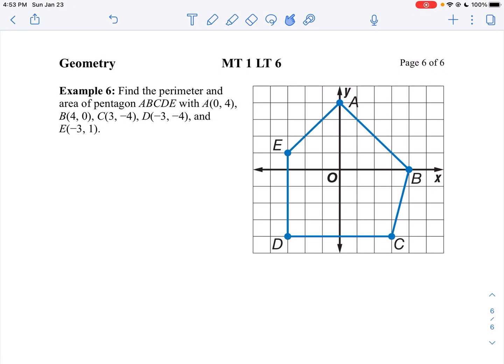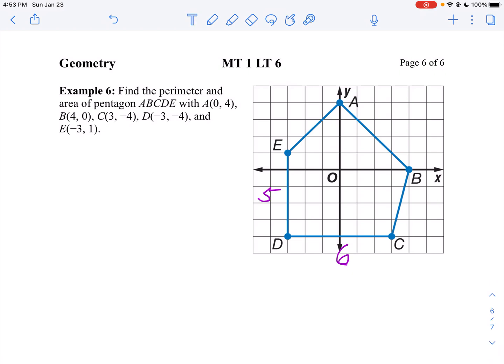Well, the nice thing is, C to D I can count. So I'm going 1, 2, 3, 4, 5, 6. So C to D is 6. I can do the same thing from D to E. I'm going to go 1, 2, 3, 4, 5. So that distance is 5. I can't do that with A to E or A to B or B to C.